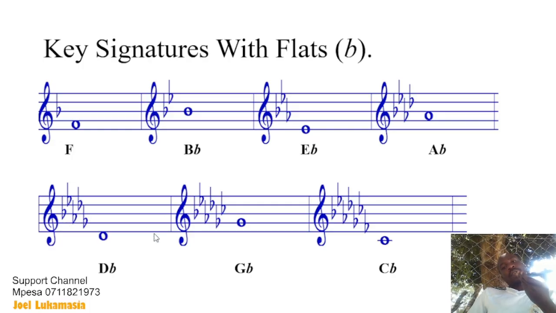Then we have G flat major. It has a B flat, E flat, A flat, D flat, G flat, C flat. Then we have C flat major, having B flat, E flat, A flat, D flat, G flat, C flat, and F flat.